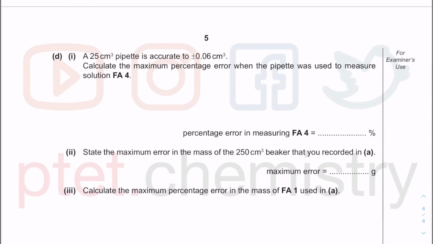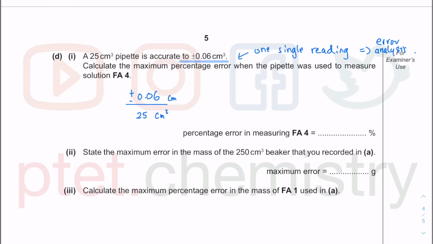So what you have here is a pipette. Pipette is one single reading. You do not have an initial reading or final reading. You can catch up more of these in my error analysis tutorial videos where I talk about time, volume, temperature, etc. Because you only have one reading, it's just itself, it doesn't get multiplied by 2, but you're measuring at 25 cm cube, so the maximum percentage error would be like that. It's also known as percentage uncertainty. Uncertainty or error depends on how many readings you need.